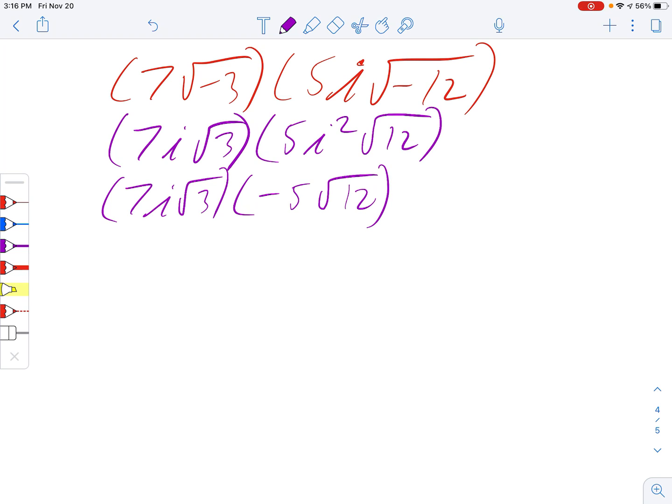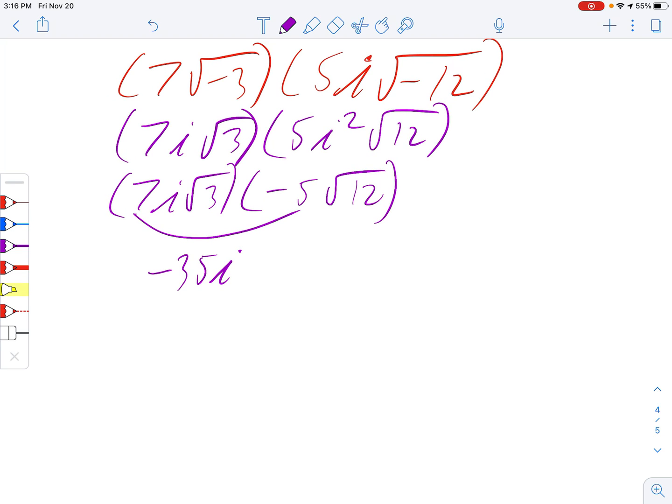Now I'm going to see what else I can simplify. Remember, all of this stuff is multiplied together, right? This whole expression here is 7 times i times the square root of 3 times negative 5 times the square root of 12. So if you've got a bunch of stuff multiplied together, multiply the stuff you know how to multiply. So I can multiply the 7 times the negative 5. That's a negative 35. That i there is still there, so I'm just going to bring that along for the ride. And then I can multiply rad 3 by rad 12.